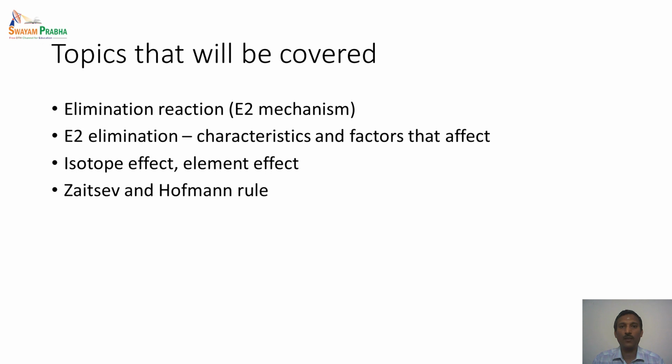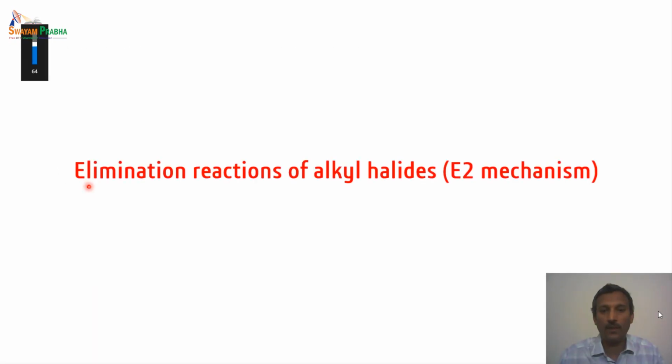The topics that will be covered in this particular session include elimination reactions. Basically, we will be studying about E2 mechanism, and in the E2 elimination, we will be studying about the characteristics of this particular reaction and the factors that affect the E2 elimination. We will also be studying about isotopic effect and the element effects. Then we will study finally about the Zaitsev rule and the Hoffman rule, which govern the product distribution or regioselectivity of E2 elimination reactions.